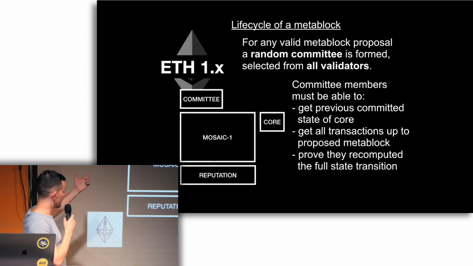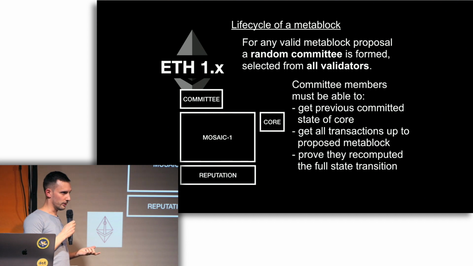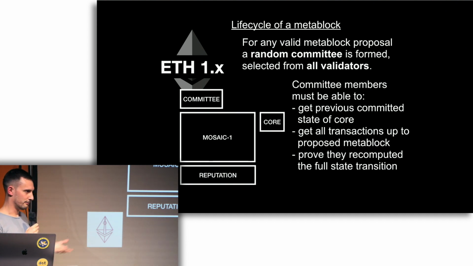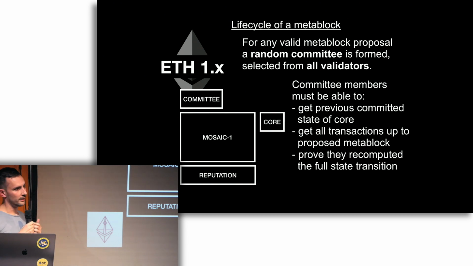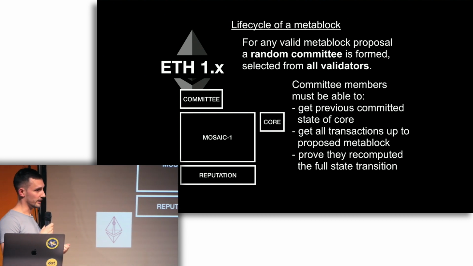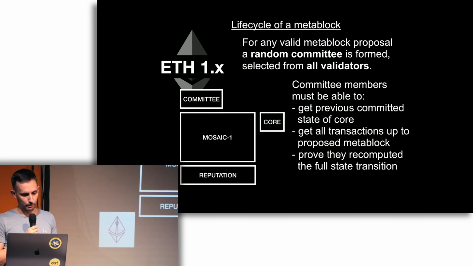And then what is important, they need to prove that they recomputed the full state transition. Because otherwise they would just be lazy and wait for someone to show up with the result, and then just vote with whomever has done the work. So we need to make sure that in the committee contract, they also need to prove that they did the work. Namely, get the old state, recompute the state transition, and then show that proof that they did the work.